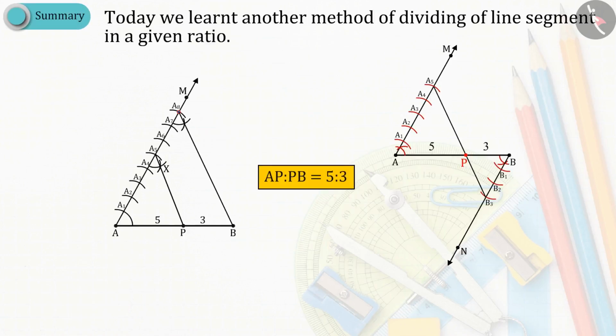Today we learnt another method of dividing a line segment in a given ratio. Hopefully, you have understood both methods well.